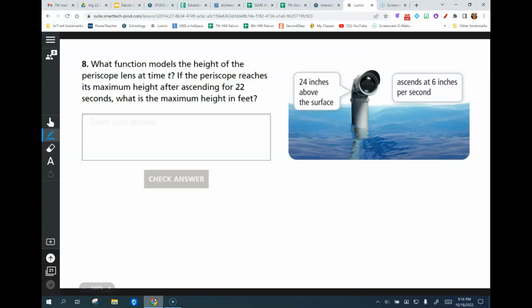Okay. So now, what is the last one? Number 8. What function models the height of the periscope lens at time t? So we have our rate. We have our beginning, okay? So we're going to find out what we can do with this, and we're going to get f of x is equal to our rate plus our beginning height, okay? So that's our function. That's what they're asking for.